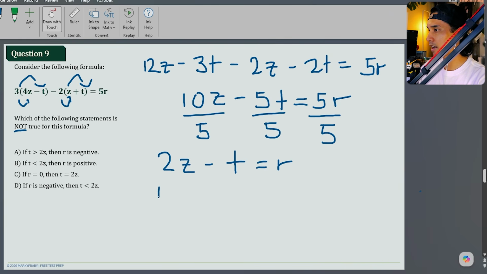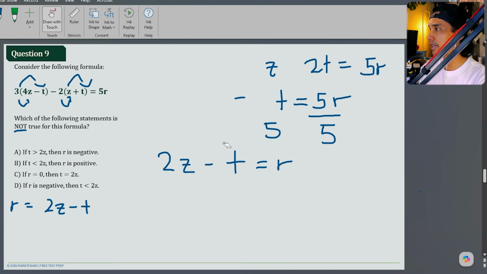And then I'm just going to rewrite it. R is equal to, and I'm going to put this over to the left because we will need that, okay? I will need this. R is equal to 2z minus t. I want it to be neat over here because it's going to stay here. R is equal to 2z minus t, okay?